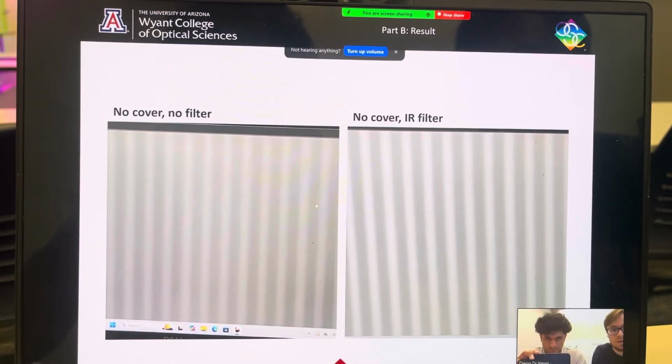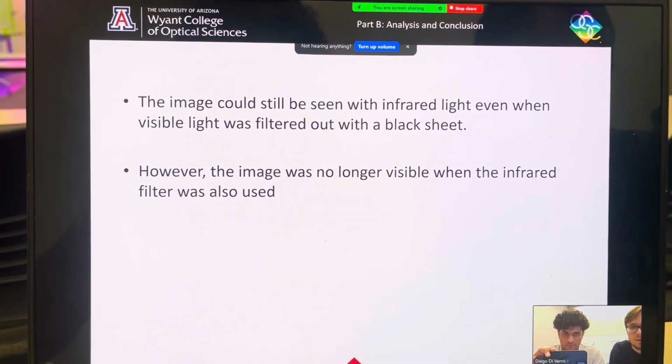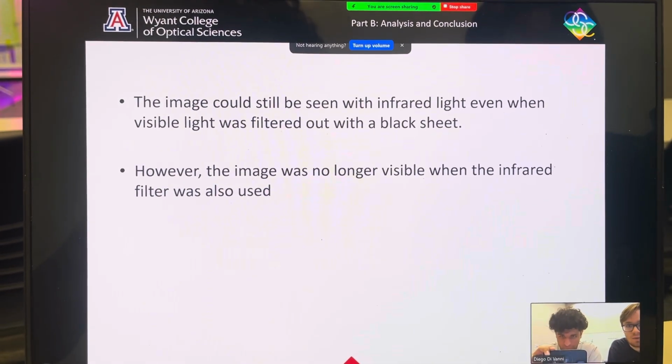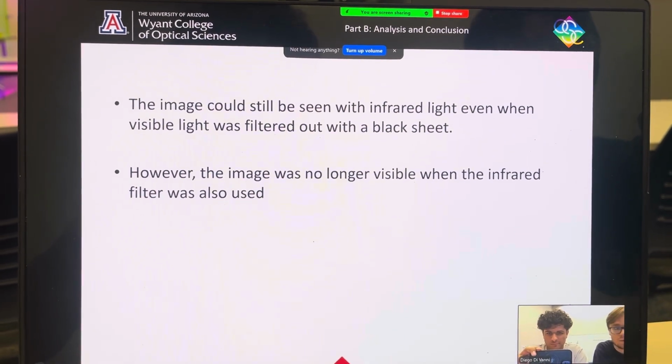With visible light, the filter has minimal to no effect. So the image could still be seen with infrared light even when visible light was filtered out with a black sheet. However, the image was no longer visible when the infrared filter was also used under darkness.